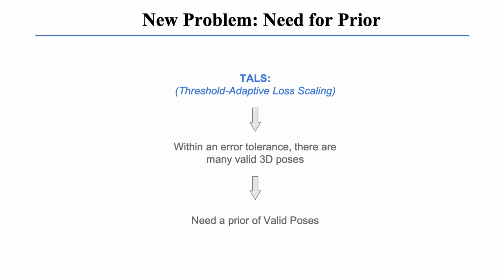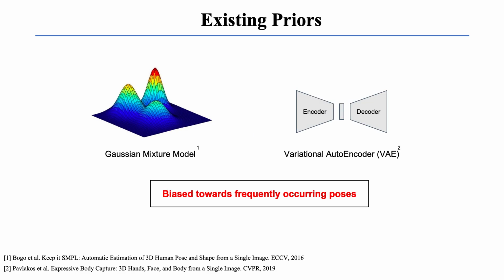However, this creates a new problem. Within an error tolerance, there are many valid 3D poses. Which one should we prefer? For this, we need a prior that prefers valid human poses over invalid ones. Unfortunately, existing priors based on Gaussian mixture models or variational autoencoders are biased towards frequently occurring poses. What we need is an unbiased prior that restricts the network to only output valid poses.